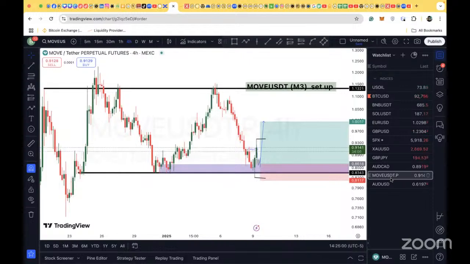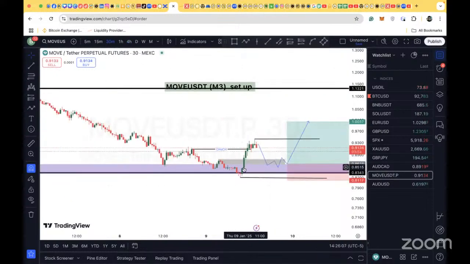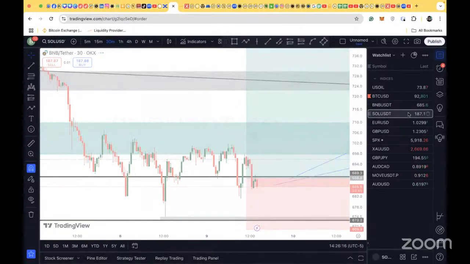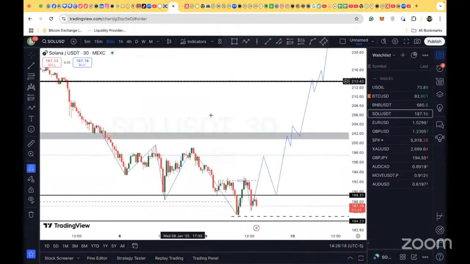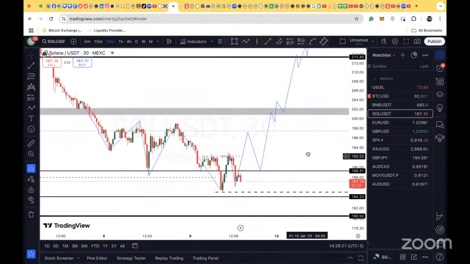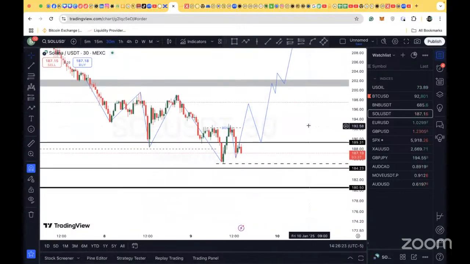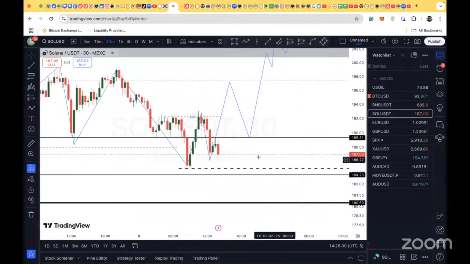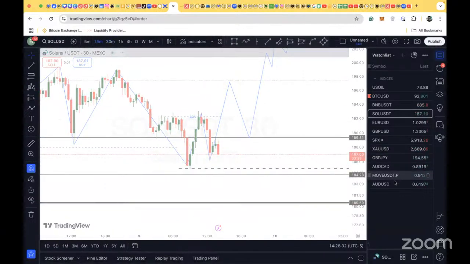Change of character already happened. Just look for the pullback and enter the pullback. If you go to it, you will see that the candle closed. Also, BNB. BNB is also... no, not BNB. Is this Solana? No, Solana. Solana is not even good. It's not good at all.